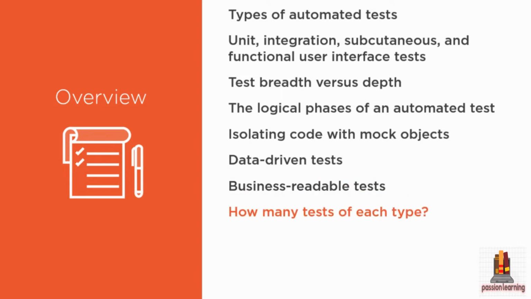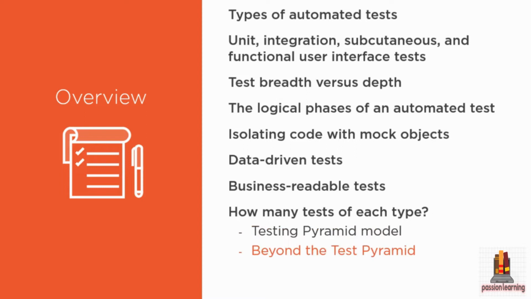So if we have all of these different types of tests available to us, how do we know how many of each type of test to create? We'll learn a couple of different ways of thinking about this. So we'll learn about the classic testing pyramid model, and also how we can go beyond this initial pyramid model and decide which type of tests to create. Finally, we'll round off this module by looking at a few of the characteristics of good automated tests. So let's kick off this module and we'll start to look at unit tests.